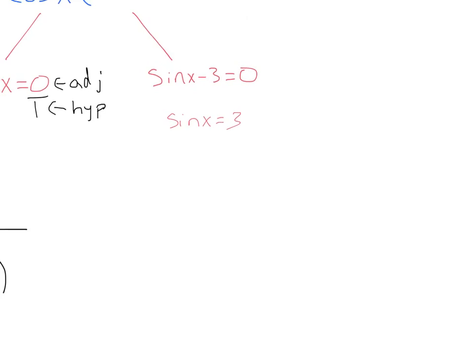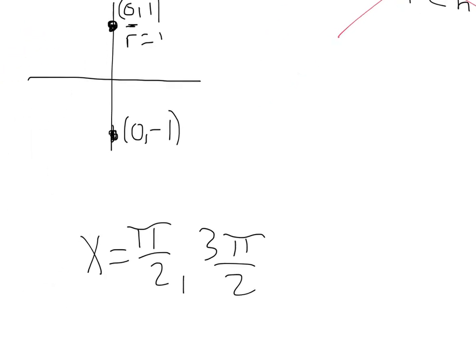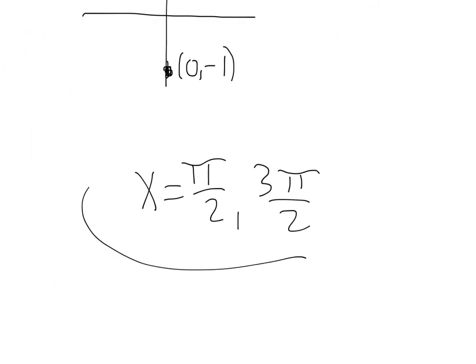Going back over to my sine x equals 3. My opposite side is 3, my hypotenuse is 1. Oh, but here I should notice that my opposite side can never be bigger than my hypotenuse. The hypotenuse is always the biggest side. So this part of the equation has no solution. So my only solutions to this equation are going to be pi over 2 and 3 pi over 2.